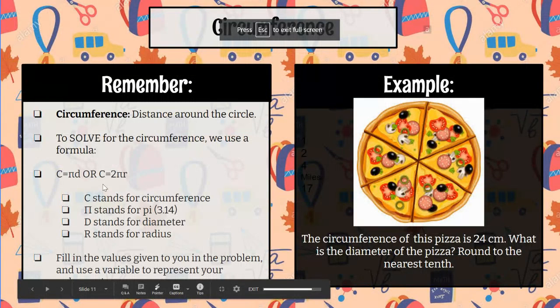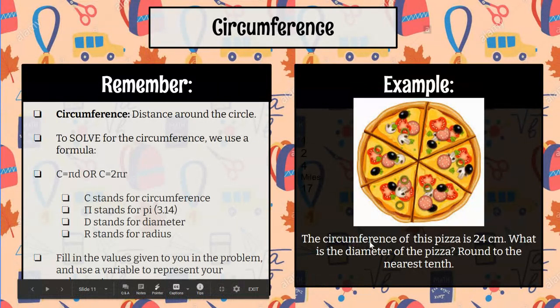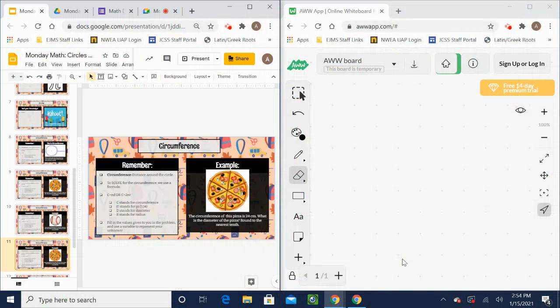Okay, we got another pizza. All right, circumference of this pizza is 24 centimeters. What is the diameter of the pizza? Round to the nearest tenth. Okay, you guys notice this one's a little bit different. It gives me something different this time.